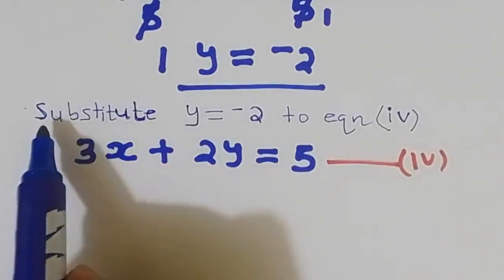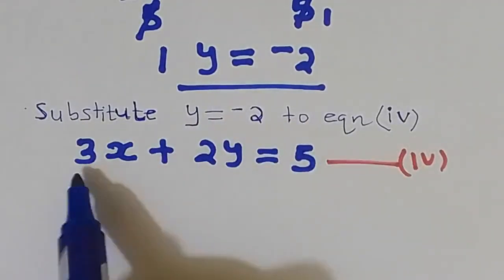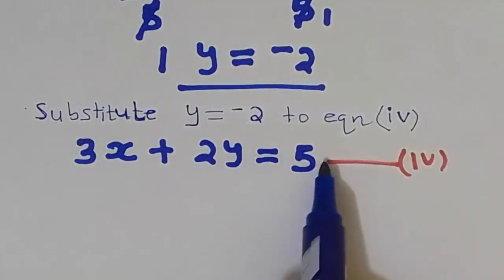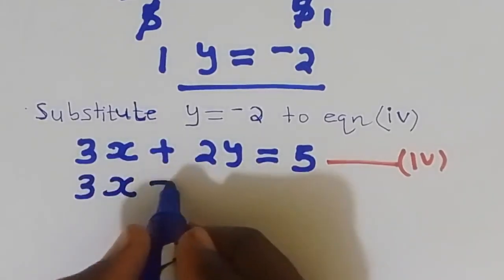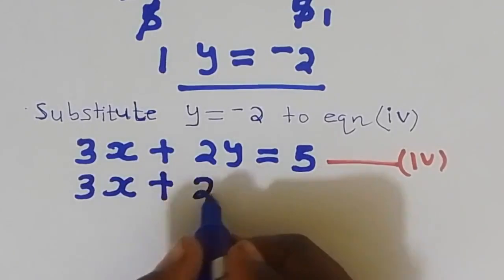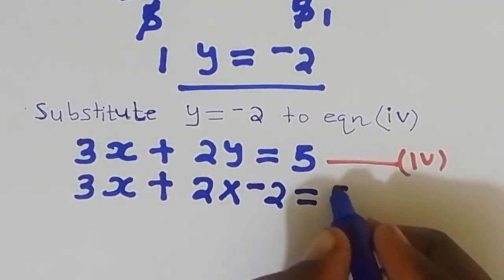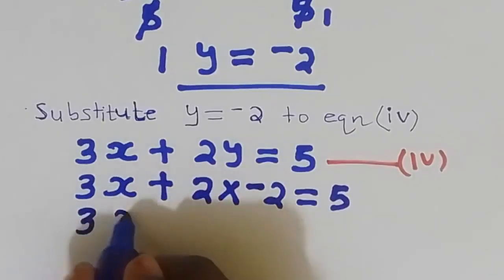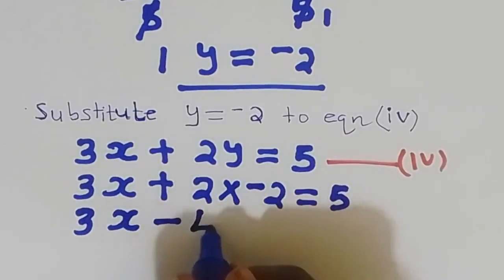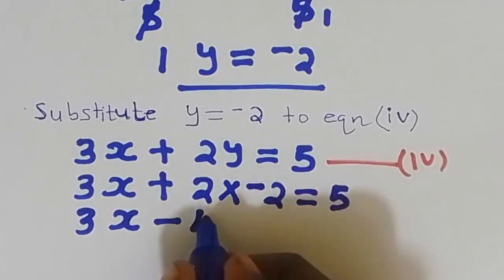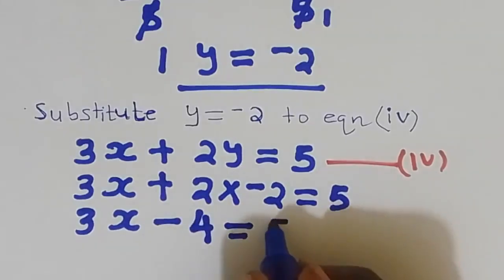Now we are going to substitute the value of y equal to minus 2 into equation number 4, which says 3x plus 2y equal to 5. So 3x plus 2 multiplied by y, which is equal to minus 2. This is equal to 5. That is 3x minus 4. This is equal to 5.